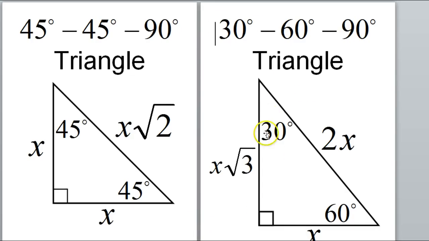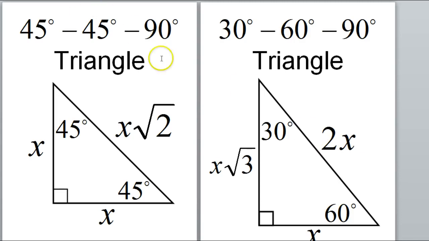On the other hand, you have your 30, 60, 90 triangle. Because we have these two different sized acute angles, we have two different size legs. So across from the small angle, the 30 degree angle, we have the short leg, which we will call X. And across from the larger angle, we have the longer leg. Alright, whatever the short leg is, the longer leg will be that times radical 3, and whatever the short leg is, the hypotenuse will be double that.